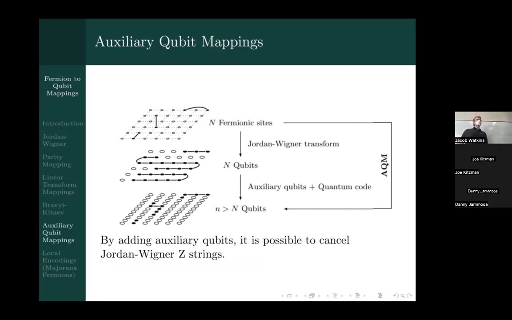So now we can talk about more modern methods, which are more efficient, such as auxiliary qubit mappings. And Joe, I just noticed there are a couple chat messages. Is there anything? Those are okay ones. Okay, They're all. This is a natural place for questions. oh, yeah, it is a good point for questions. You have questions?